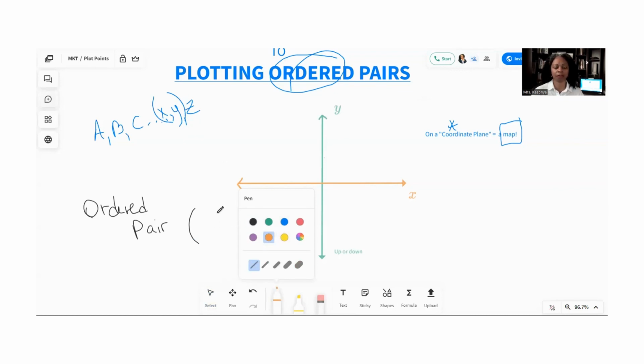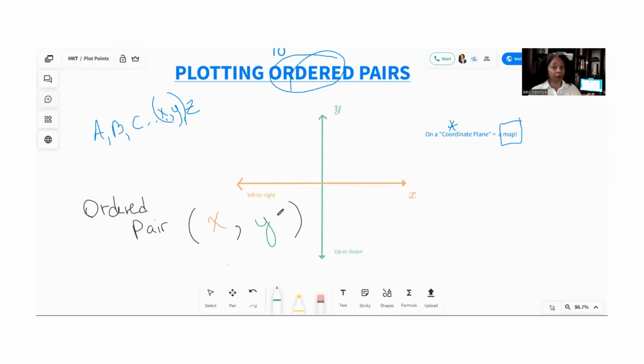Our X is always the first number. And then it's always followed by the last number, which is our Y. So we're going to have some orange number X that tells us how to move left and right, followed by a green number, which is our Y value, telling us how far from the X to move up and down. So everything is ordered. X goes first, Y goes last.